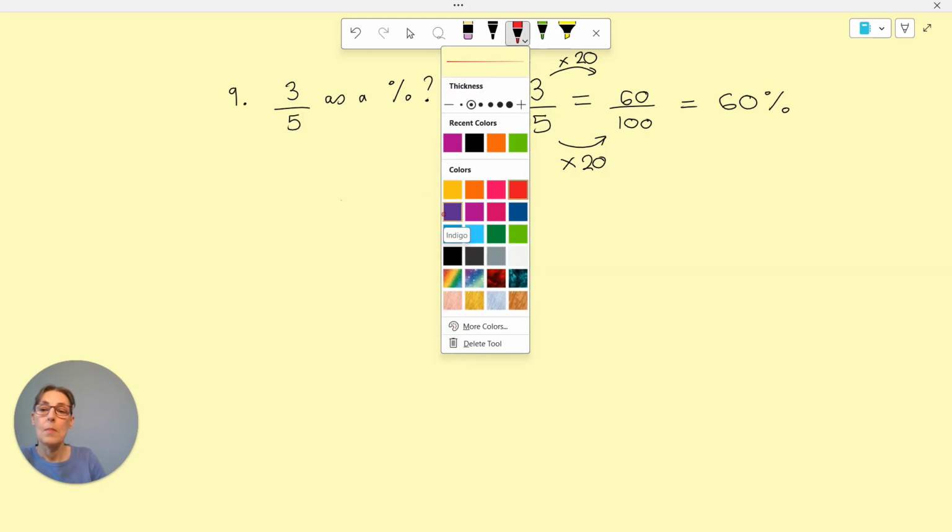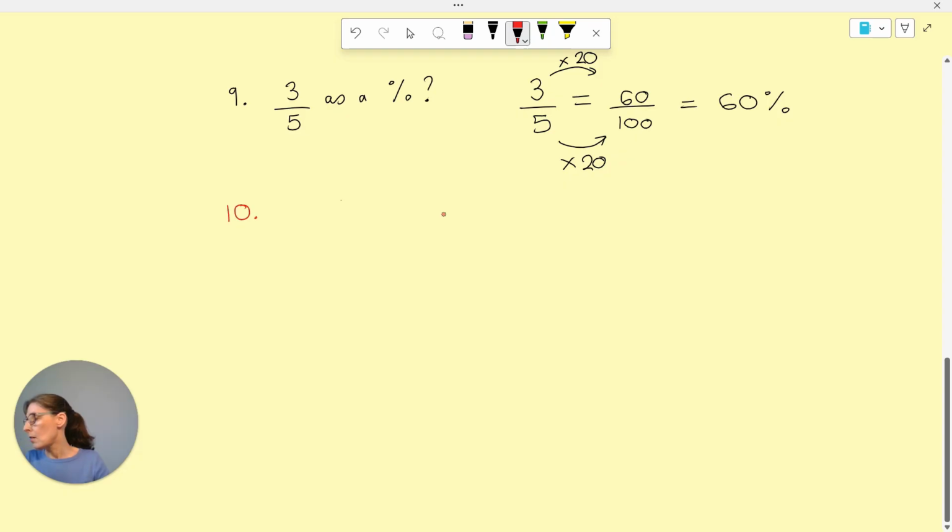And let's have a look. Number 10. Okay, I think this might be the last one. Yeah, last one of these. 14/40 as a percentage.